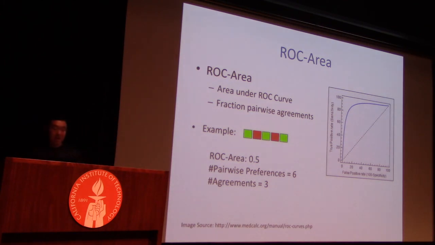Of all the possible pairs of positive and negative examples, half of them are ranked correctly, where the positive is ranked above the negative. Half of them were ranked incorrectly. And in general, if we rank everything perfectly, the area under the ROC curve would be 100%.